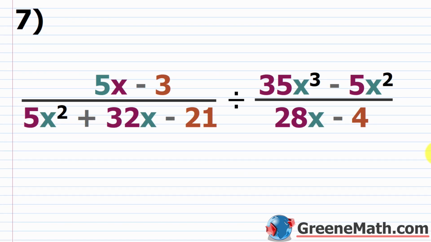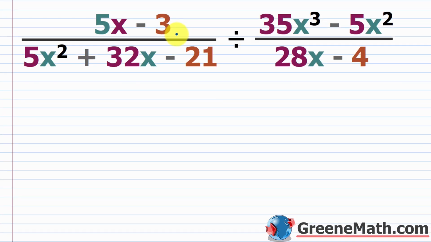All right, let's look at problem 7. So what we have here is 5x minus 3 over 5x squared plus 32x minus 21.